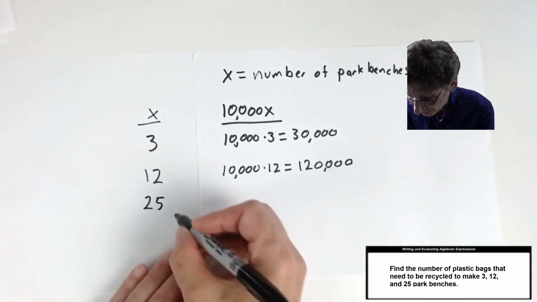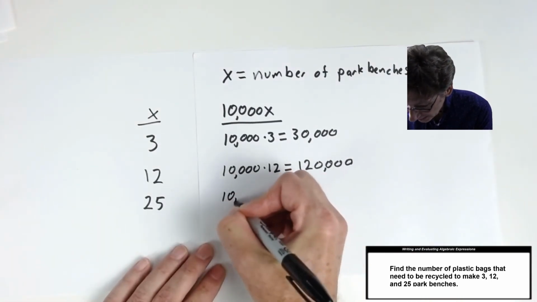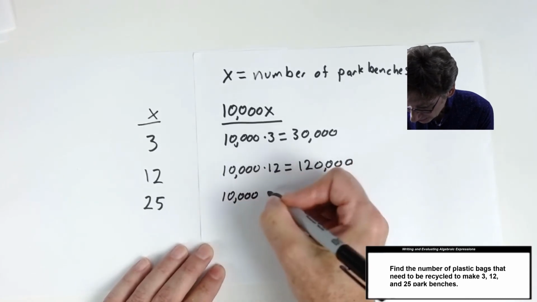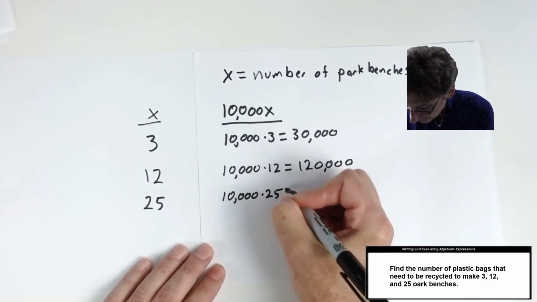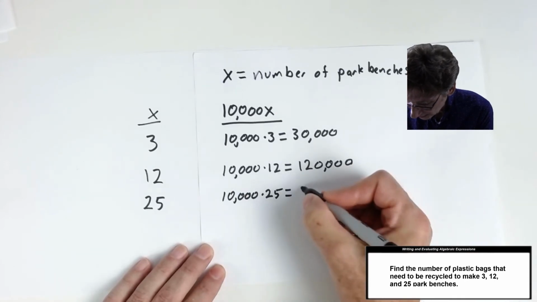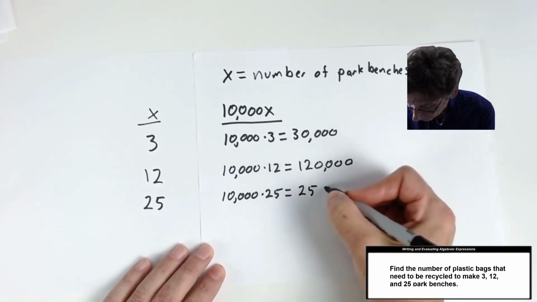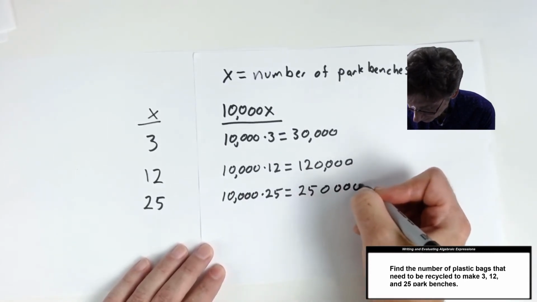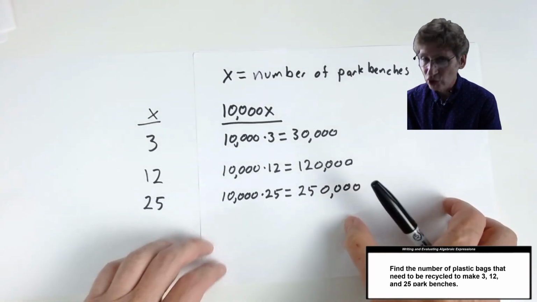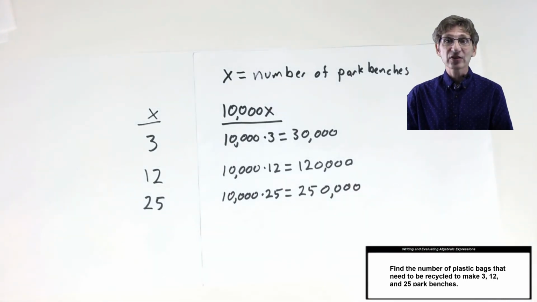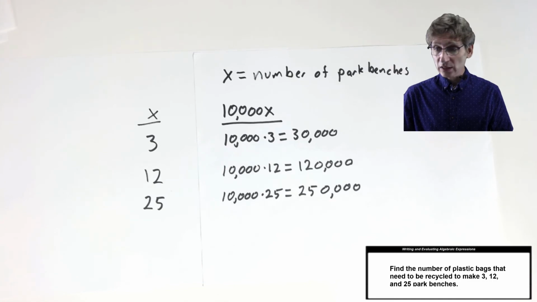Now for 25 park benches, we have 10,000 times 25. So once again, this would be 25 with 1, 2, 3, 4 zeros after it. 250,000 plastic bags. Well, that's a much better use for plastic bags than just throwing them in the garbage. So when you see those plastic park benches, those are made from recycled grocery bags.